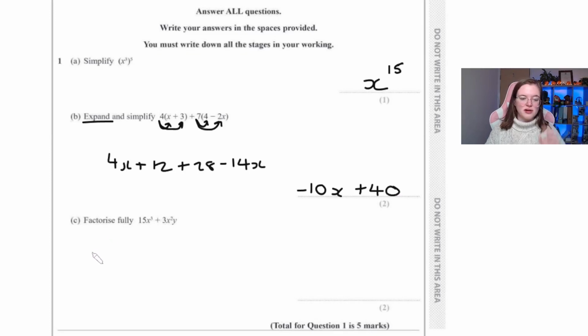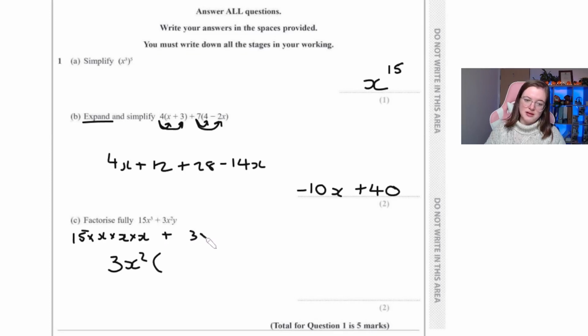Then part C, factorise fully 15x cubed plus 3x squared y. So let's check the numbers first. Is there any number that is in common in both of these terms? And yes, there is. 3 is a factor of both of those numbers. And then we also can pull out x squared from both of those terms. The reason why is because 15, this first term, is 15 technically times x times x times x, so it contains 3 x's, plus 3 times x times x times y. So both of them do have 2 x's in. So we can pull 2 x's out here in the form of x squared.